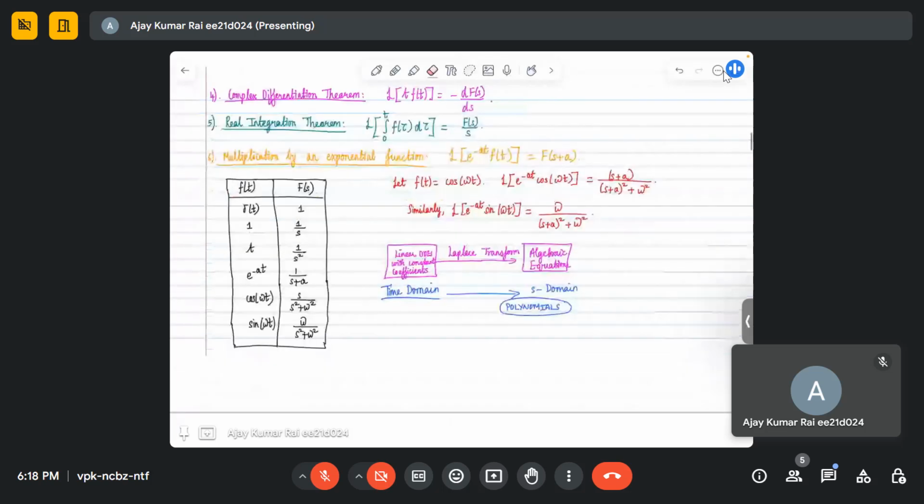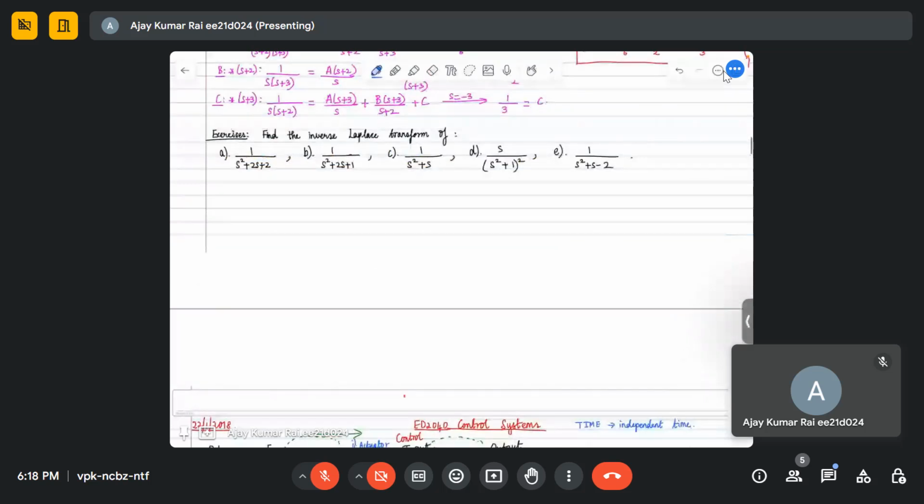So the first is this one, 1 by s square plus 2s plus 2. Let me do the first question for you. I can write this as s plus 1 whole square plus 1. Can I write this? See, s square plus 2s plus 1. So I can write it this way, right?